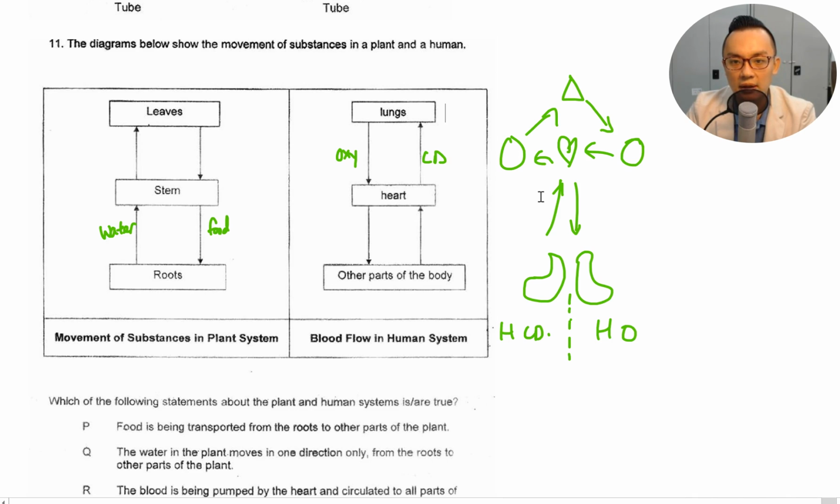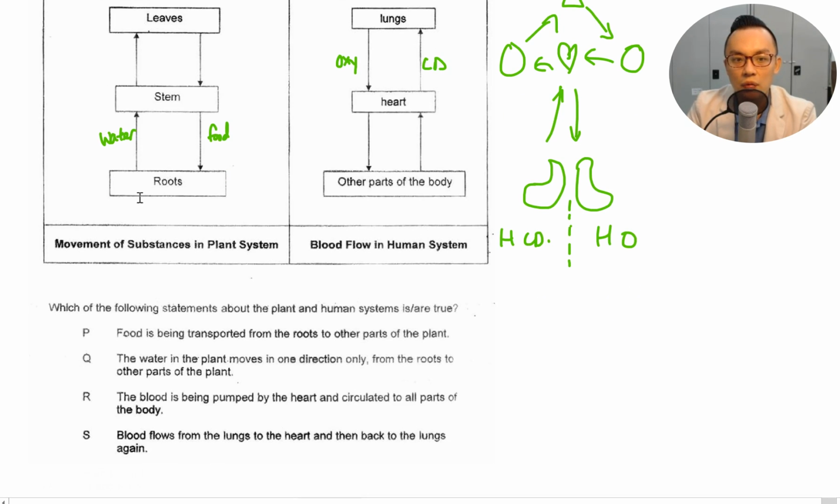So let's look at the options that we have. Which one of the following statements about the plant and human systems are true? Food is being transported from the roots to other parts of the plant. That's not correct. It's actually food from the leaves that is transported to all parts of the plant, not from the roots. It's water from the roots that is transported to all parts of the plant. The water in the plant moves in one direction from the roots to all parts of the plant. This is correct, right?